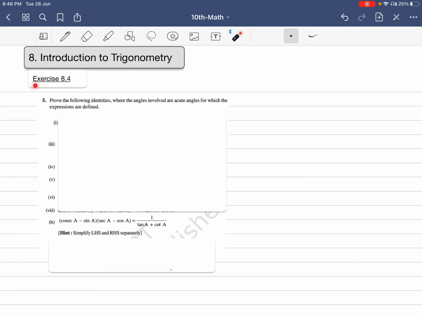So in this video we are going to see exercise 8.4 from chapter number 8, and we are specifically looking at problem number 5, which says prove the following identities where the angles involved are acute angles for which the expressions are defined. So we have already seen the first 8 problems. Now we have to see the 9th problem and the 10th problem.